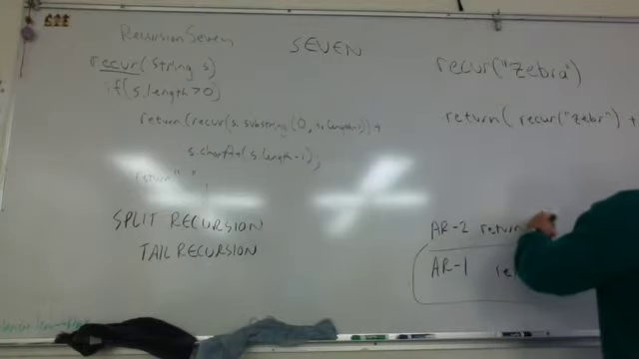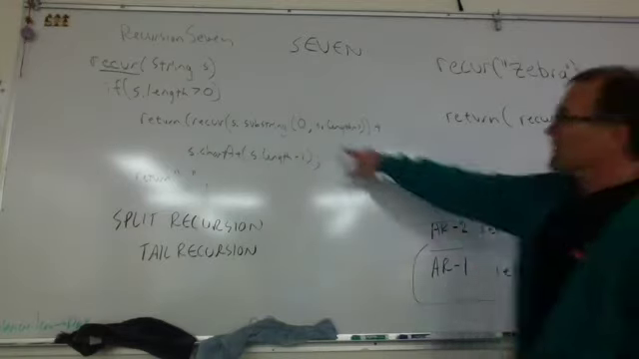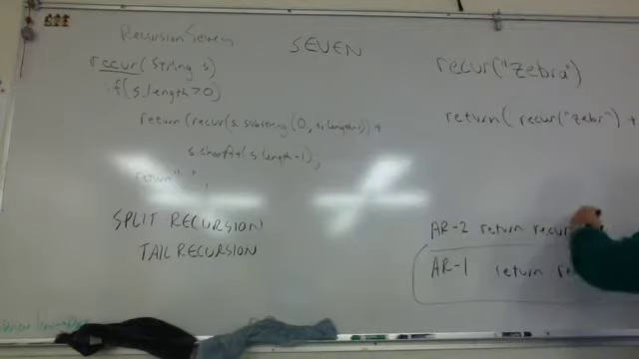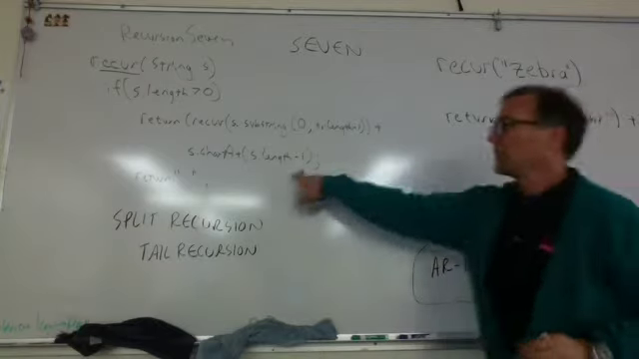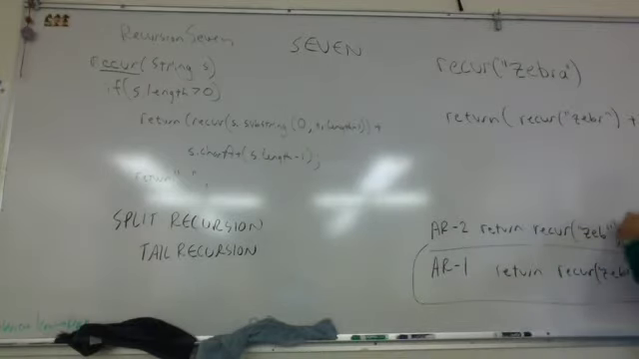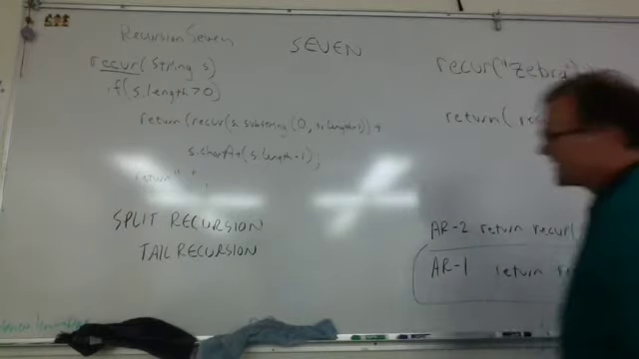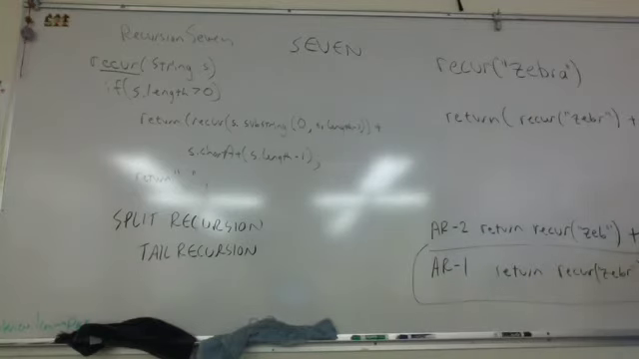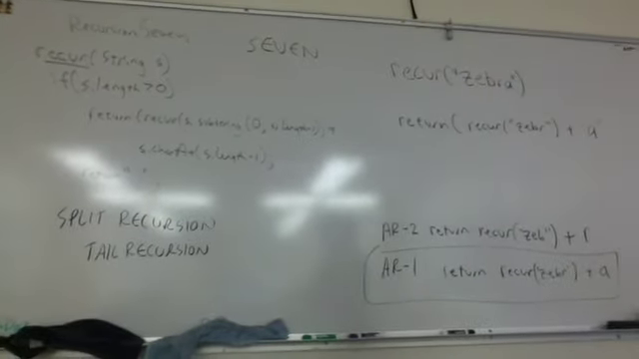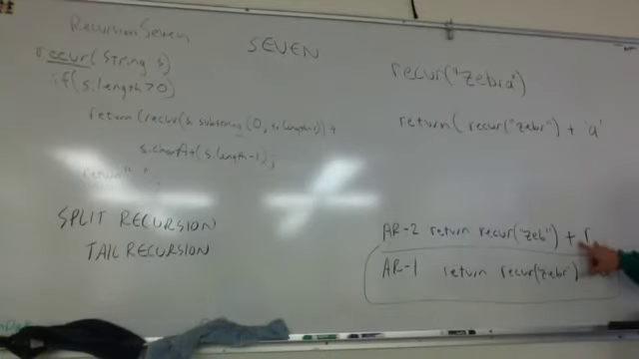So this is going to return calling the recur method with the substring that takes off the last character, ZEB, plus the last character. So the slide calls this split recursion or tail recursion. I guess you can see why. It's splitting the string into substrings. Tail recursion, because the recursion is happening with the tail, the last character. The recursion is happening at the tail of the string.